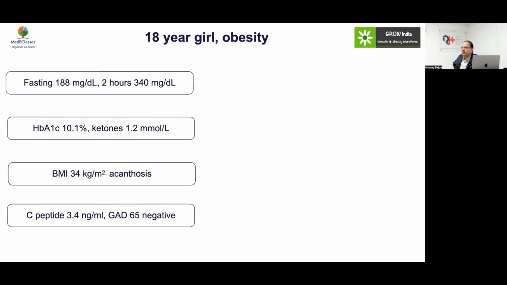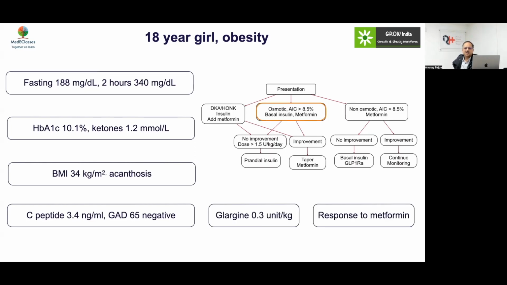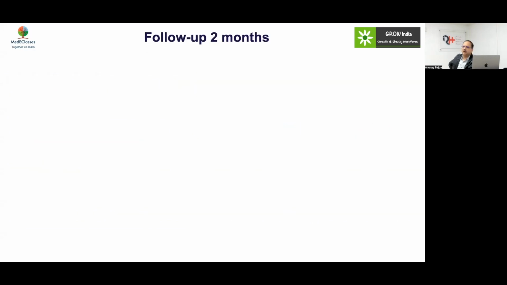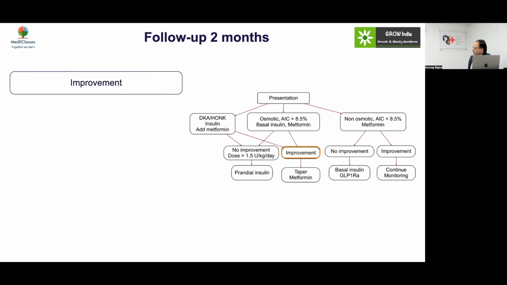So you will start off with insulin as your primary therapy in this regard. You start on glargine and then look for response to metformin. Now, on follow-up after 2 months, there is improvement. Now, what will you do here? She is on insulin. So would you like to continue insulin? Taper off insulin. If you're not able to taper, you should add something else, an SGLT2 inhibitor or a GLP-1 receptor analog.